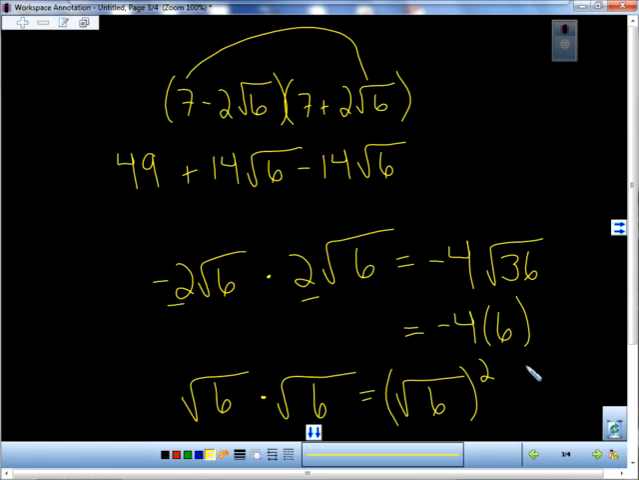What happens to a square root and a square? Yeah, they cancel each other out. We're left with 6. So here we have negative 4. Negative 2 times 2 is negative 4. Times the square root of 6 times square root of 6 is just 6.